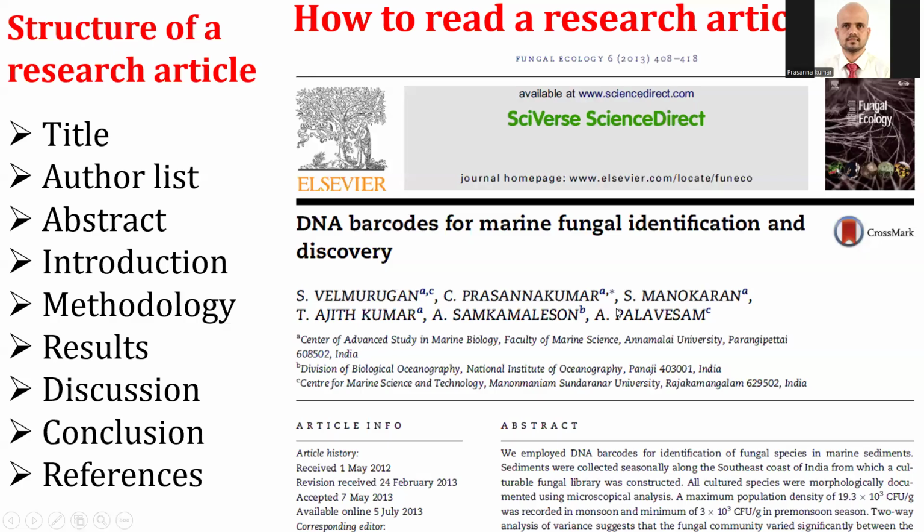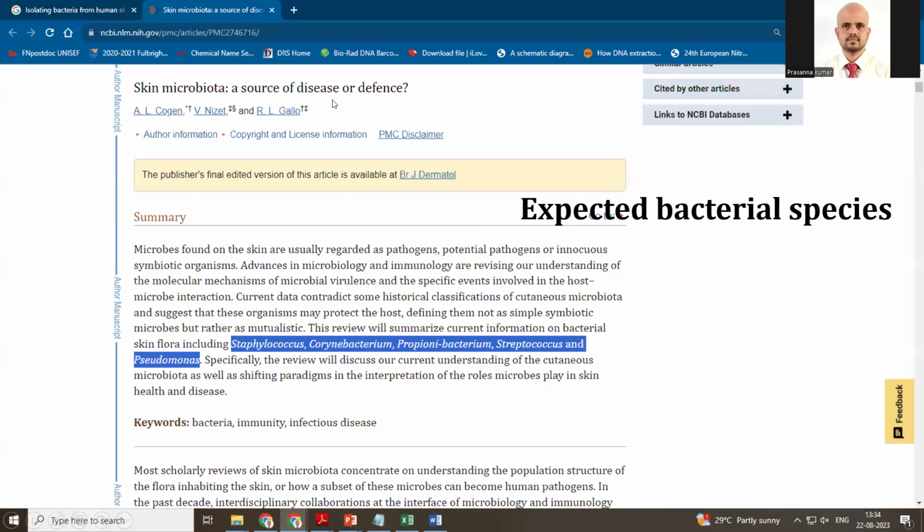How to read a paper? Every paper will have these subheadings: title of the paper, author list, abstract, introduction, methodology, result, discussion, conclusion, references. If you are looking for a research gap, I would say discussion is the area to look into. I will demonstrate how to see. So this is the paper in the Google search, Skin Microbiota, a source of disease or defense.